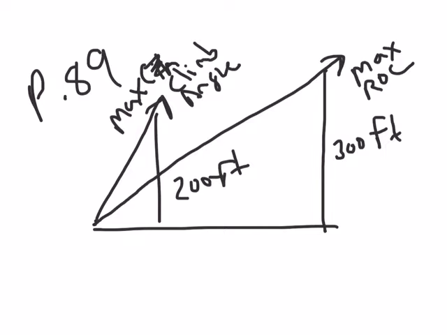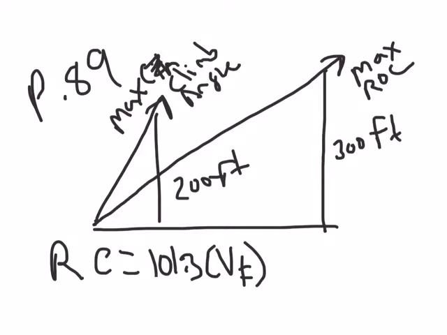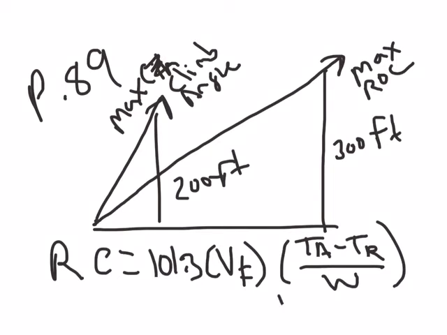So for a jet aircraft, rate of climb is going to be equal to 101.3 times the velocity in knots times thrust available minus thrust required divided by weight. And this is in feet per minute. So there's the equation for rate of climb for a jet aircraft.